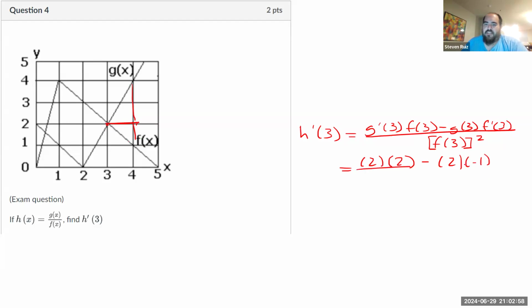And then finally, what is f of 3 squared? So we said f of 3 was 2, which means the denominator is 4. So what do I get here? I get 4 plus 2 over 4, so 6 over 4 or 3 over 2.